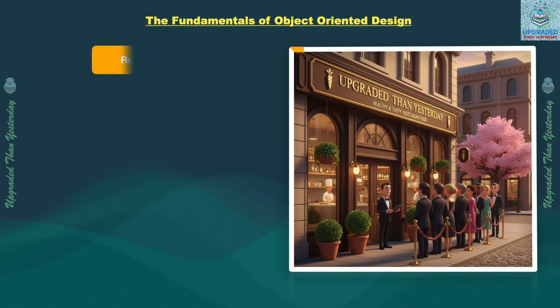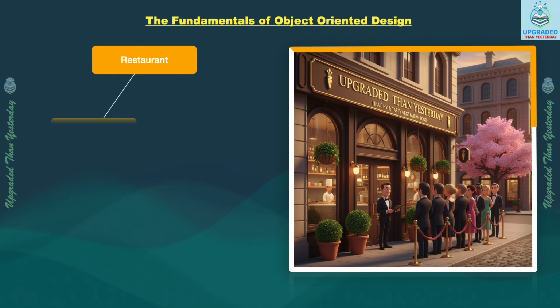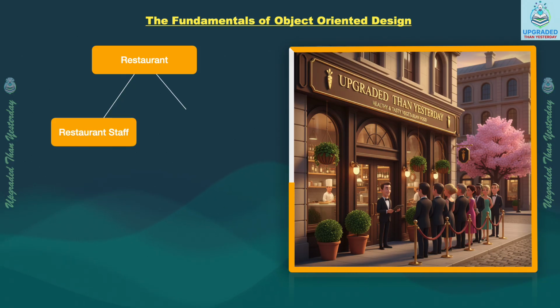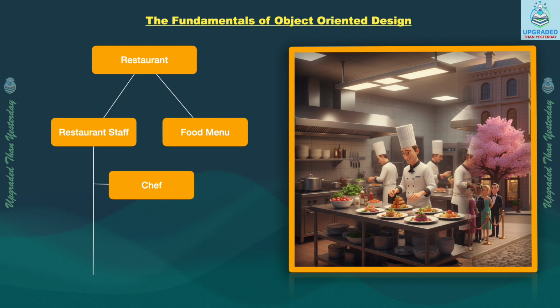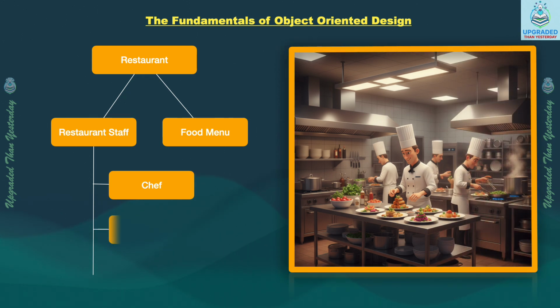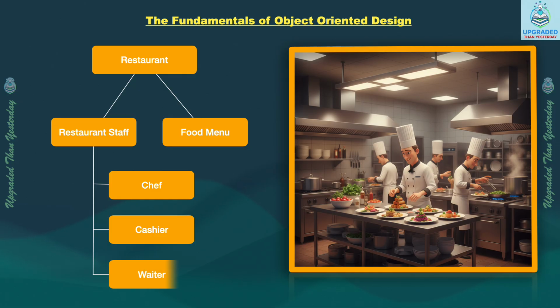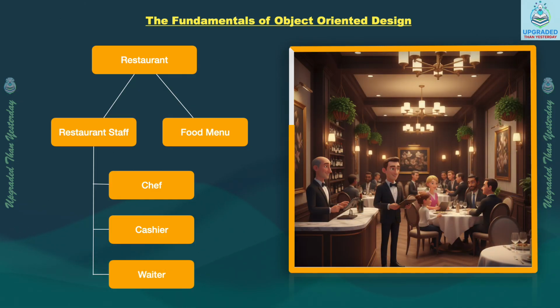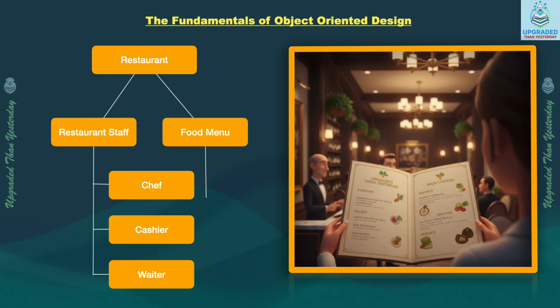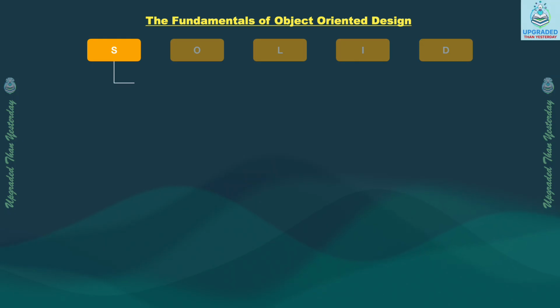To explain the SOLID principles, let's take an example of a restaurant. Suppose we are asked to design a restaurant management system. If we think with the object-oriented concept, a restaurant can be divided into many parts, and among those, two major parts are restaurant staff and food menu. Please observe the diagram carefully. The actors like chef, cashier, waiter, manager, etc. are part of the restaurant staff, and the types of food like veg food or non-veg food are part of the food menu. Now let's understand the first principle of SOLID, which is the Single Responsibility Principle.